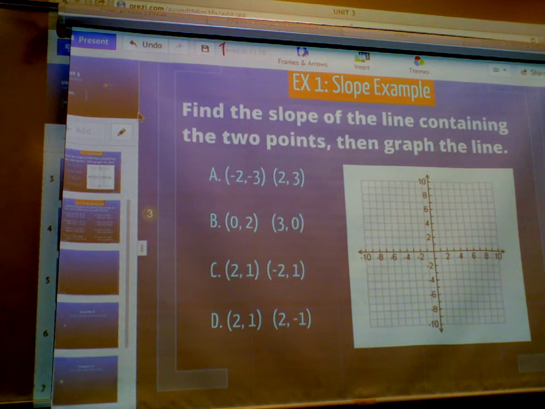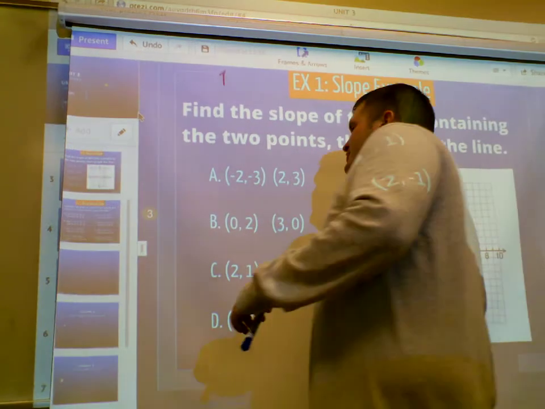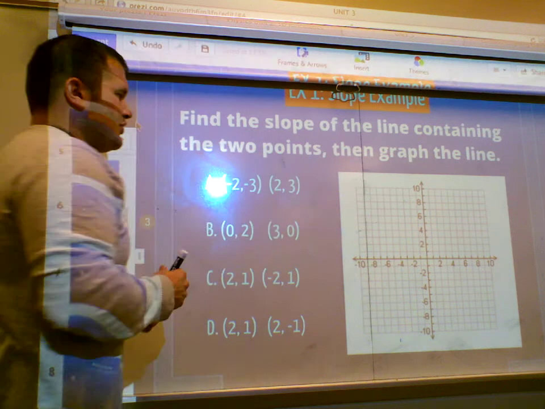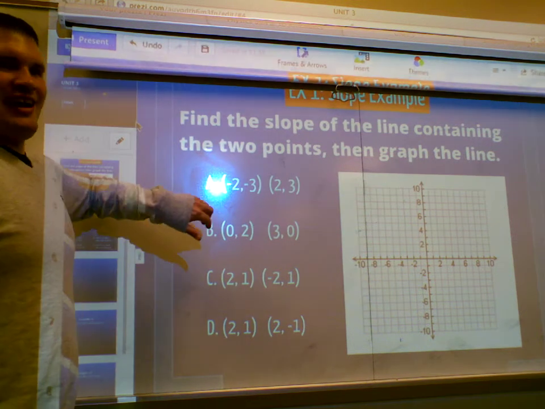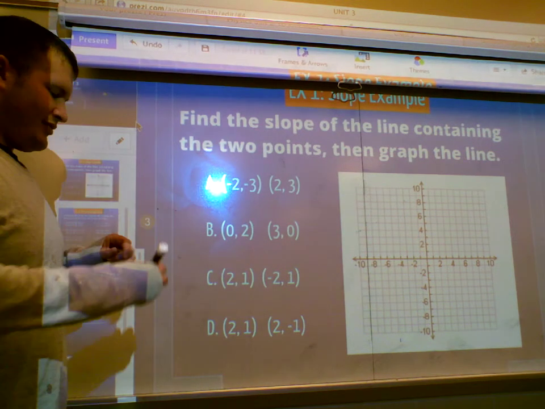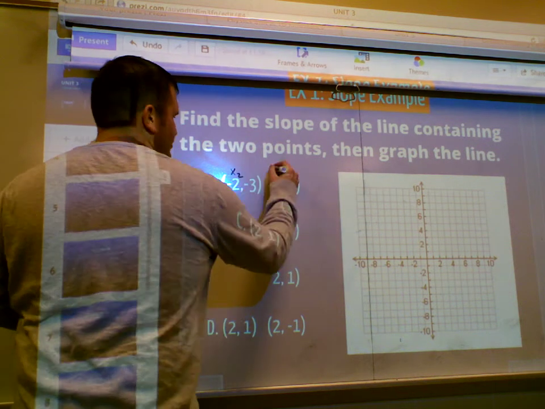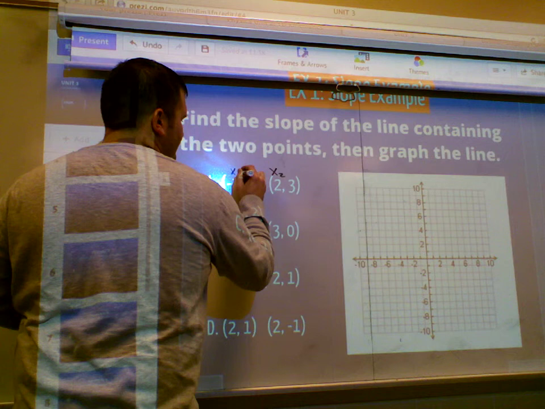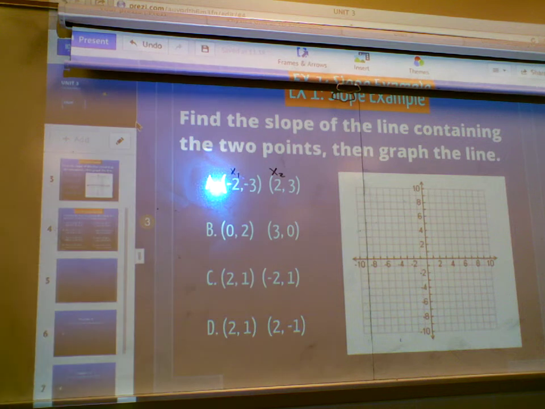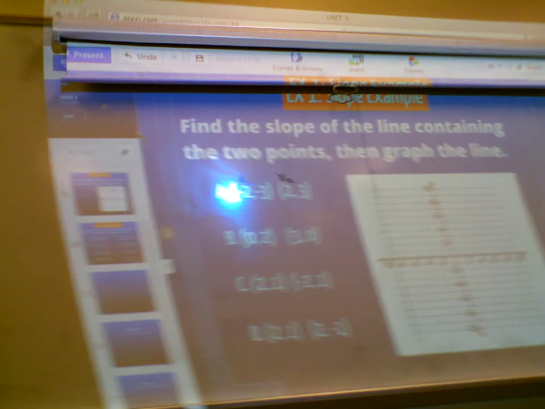Okay. Which one's... I'm trying to get myself to write on the screen. All right. Which one is x1? -2. Which one is x2? 2. Okay. Could I switch those? Yeah. It doesn't matter which one I call 1 or 2. It really doesn't matter. Constant between that and the y.